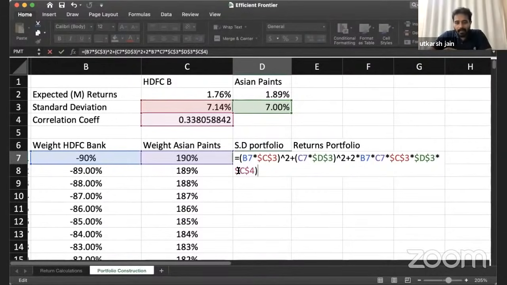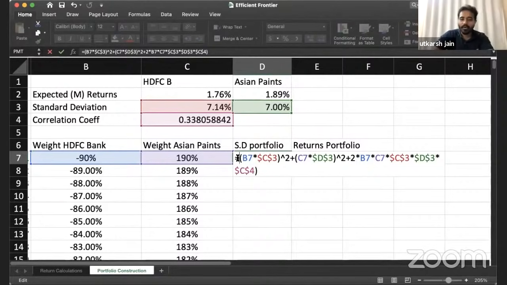So formula done. Am I missing anything here? Is the formula done, or do I need to throw in something here? Correct. It's basically an under root, right? Weight 1 sigma 1 square, weight 2 sigma 2 square, weight 1, weight 2, 2 sigma 1 sigma 2 correlation, the whole thing under root. The whole thing under root.